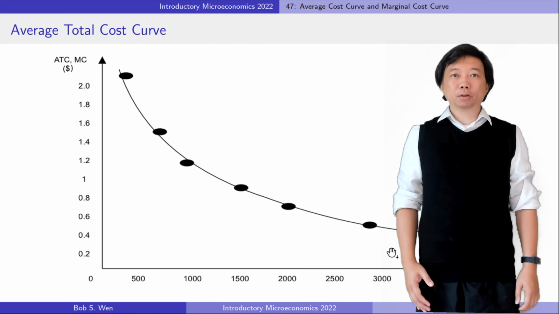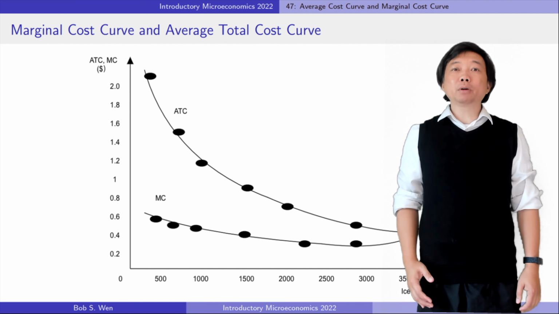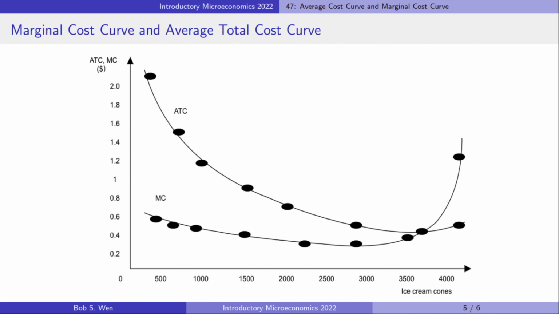The marginal cost and the average total cost are linked closely. The marginal cost curve goes through the average total cost curve at its lowest point. When the marginal cost curve is below the average total cost curve, the average total cost decreases. When the marginal cost curve is above the average total cost curve, the average total cost increases.